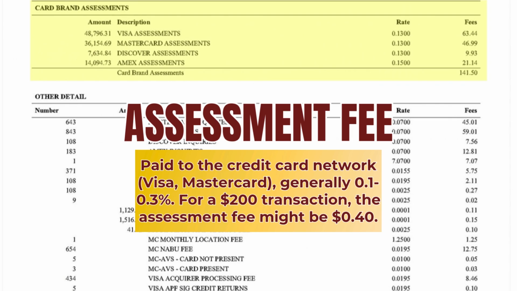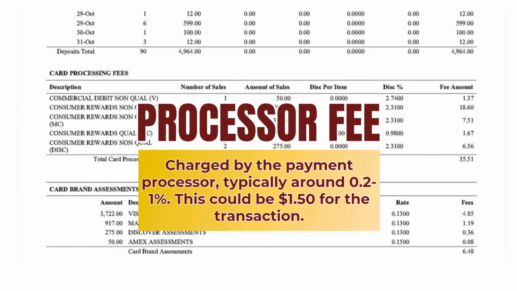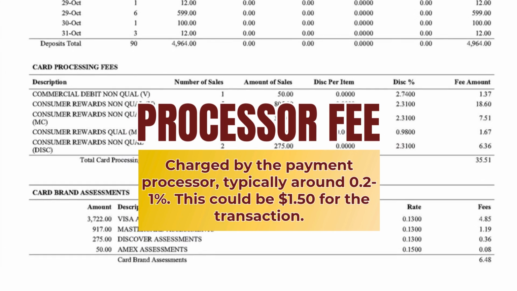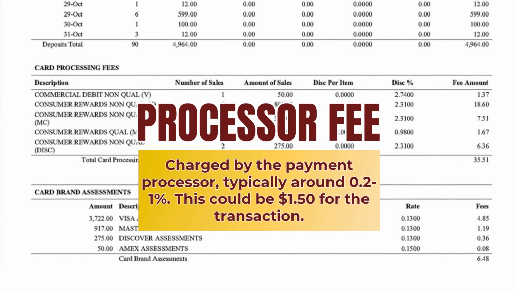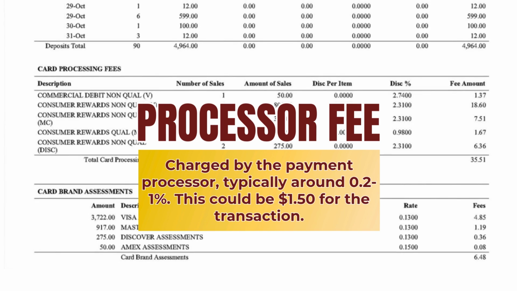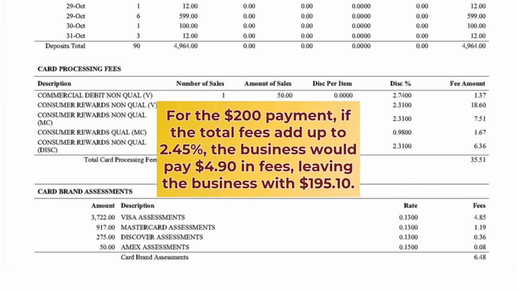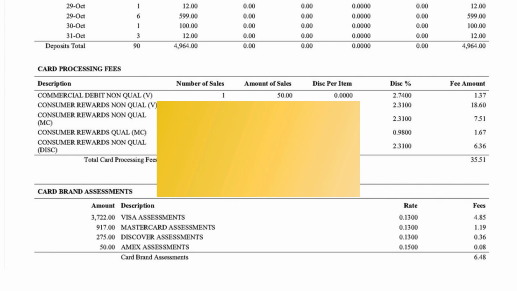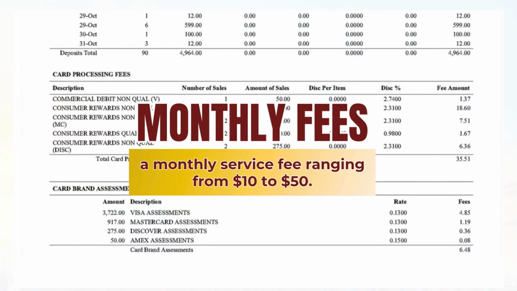And the processor fee charged by the payment processor is typically around 0.2 to 1%. This could be $1.50 for the transaction. Total transaction fee example for the $200 payment: if the total fees add up to 2.45%, the business would pay $4.90 in fees, leaving the business with $195.10. Number two is the monthly fees.